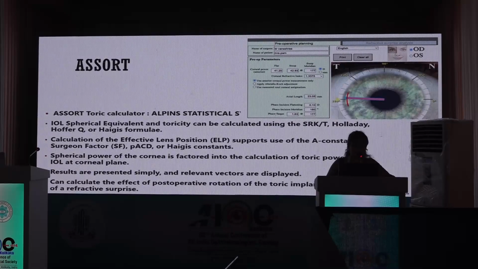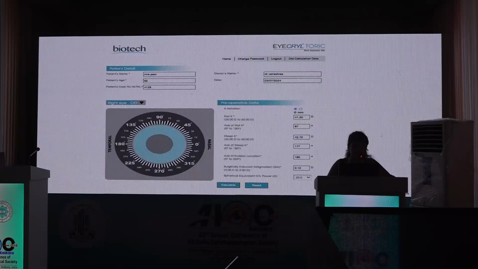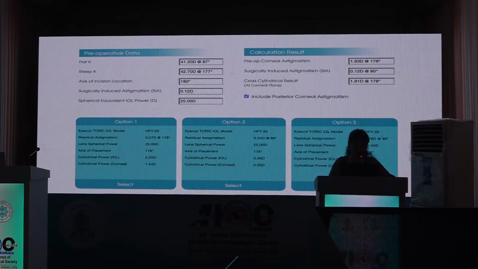Another is the AIOC software, but it is not a free software, you need to pay for it. Again, based on similar principles, it uses multiple IOL formulas, and it gives you the vectors in which your incision and the IOL will act. Among the Indian platforms, you have the ICRIL Toric, that biotech example that I would like to share. Similarly, you can input your data and it will give you the results in such a format.